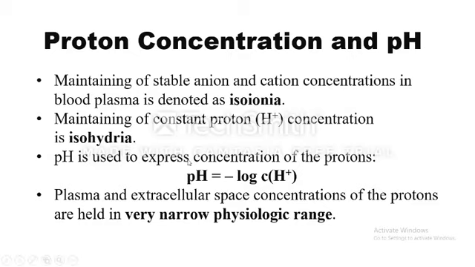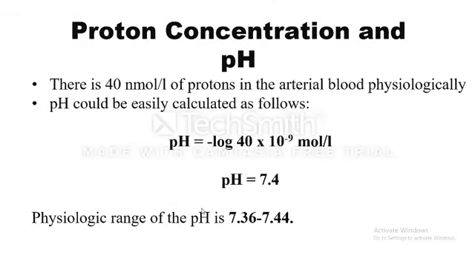pH is used to express the concentration of the proton. As we discussed earlier, it is the negative log of the concentration of hydrogen ions. Plasma and extracellular space concentrations of the protons are held in a very narrow physiological range, and that should be maintained. There are 40 nanomoles per liter of protons in the arterial blood physiologically. This is the normal concentration of hydrogen ion in the arterial blood, that should be maintained.